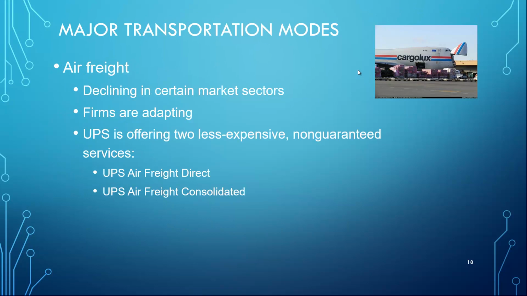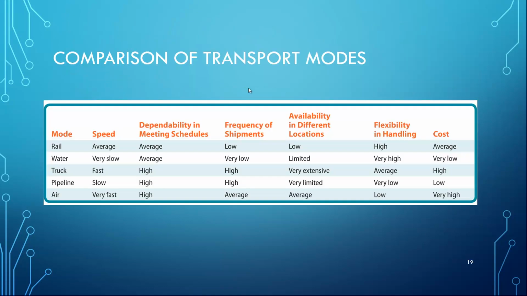The fifth form is air freight, which is moving products using airplanes. This mode of transportation is declining in certain market sectors, but must be used for others, and other firms are adapting to that. Some carriers like UPS are offering two less expensive, non-guaranteed services: the UPS Air Freight Direct and UPS Air Freight Consolidated.